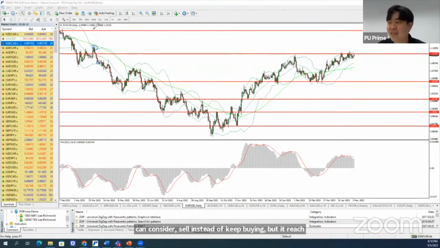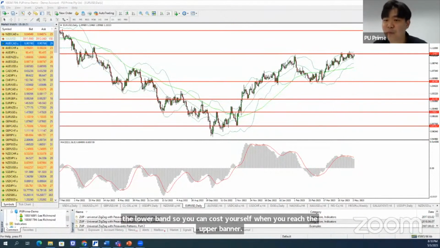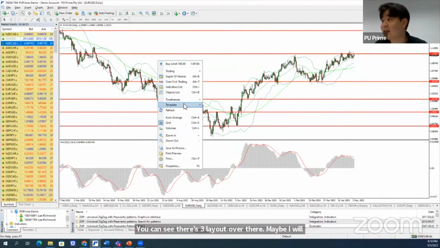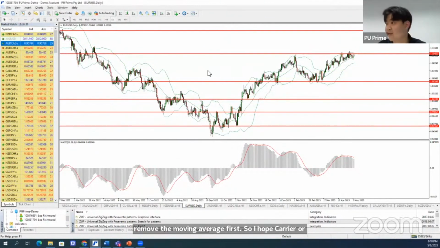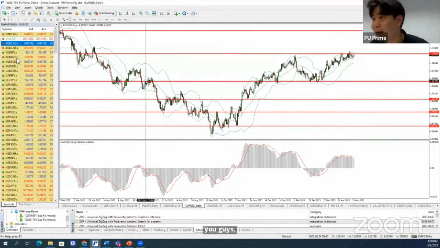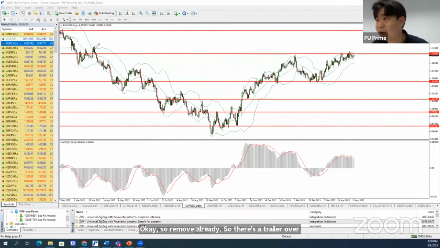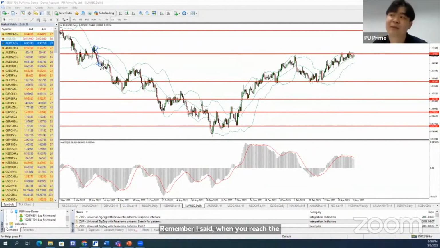You can see there are 3 lines over here. Maybe I will remove the moving average first, so I hope it's clearer for you guys. Okay, removed already. So there are 3 lines over here. Remember I said when you reach the upper band, you can consider a sell, and then sell until the lower band. Then you TP around here.